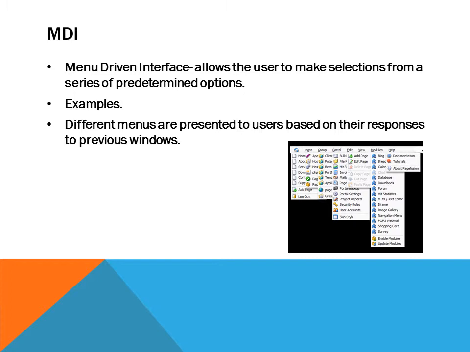Different menus are presented to users based on their response to previous windows, as we said with the ATM, and you can see in the picture here, based on your response to different ones, there are several different menus that are presented for new choices, which makes it a little bit easier for people to go through and find exactly what they need while it's still all organized correctly.